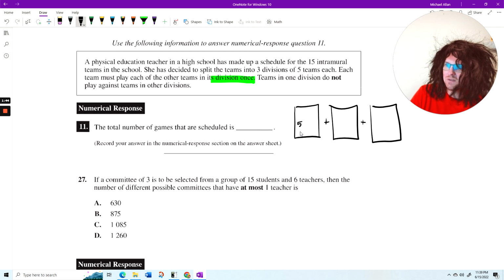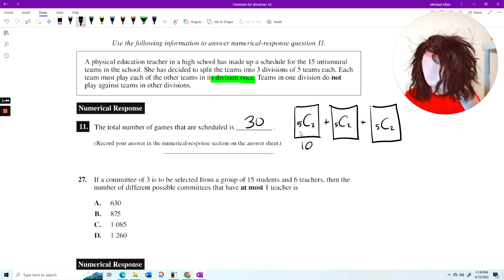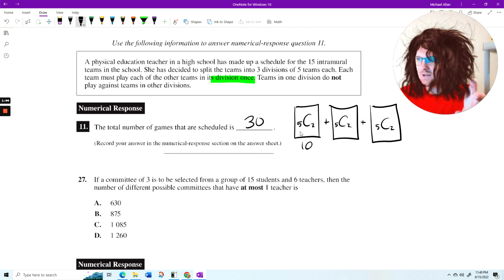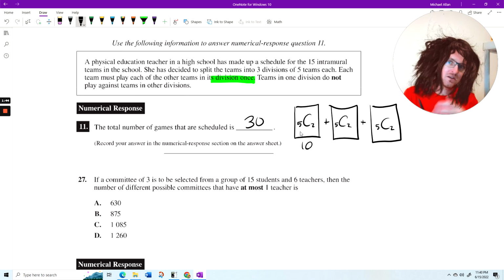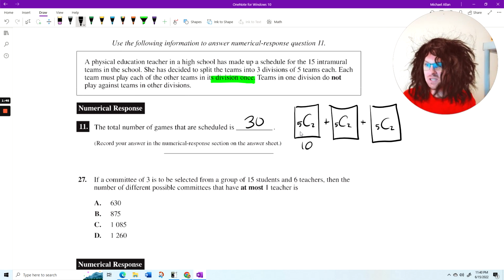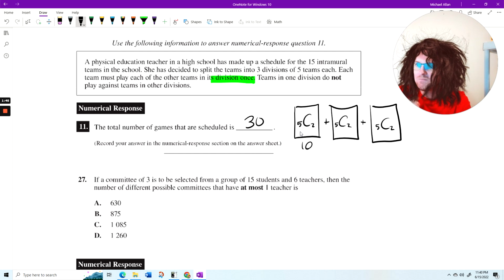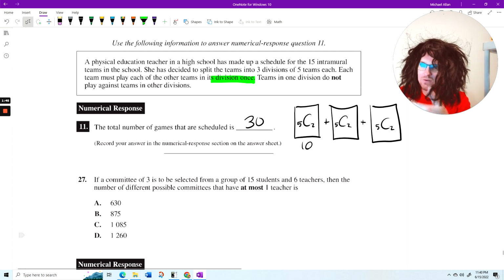So each of these is going to be 5C2. So this ends up being 10 plus 10 plus 10, so that's 30. 30 games. Because to play a game against each other, it doesn't matter what order they initiate the game, you just need two of them, and only five teams. So each division, there's only going to be 10 games. And you can probably write them all out. But they don't cross over to each other, so it'll just be 10 each.